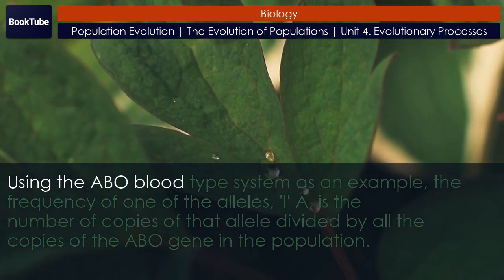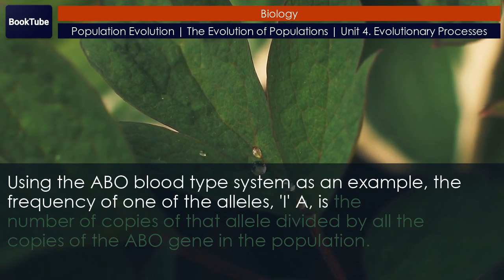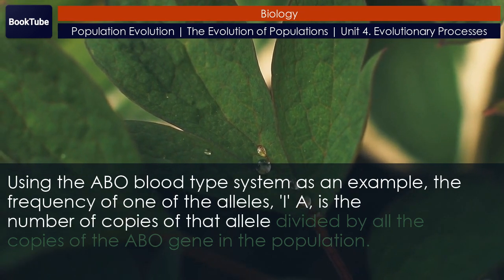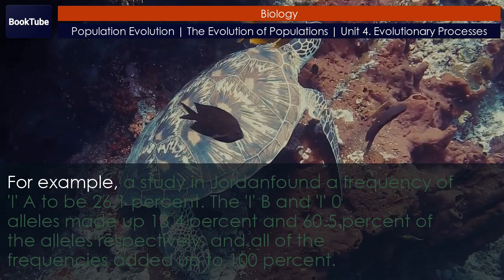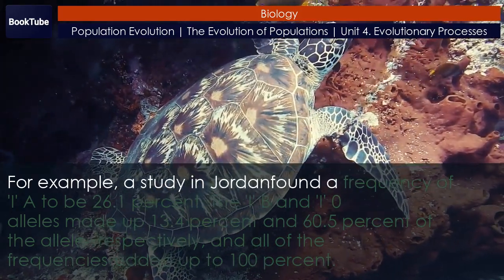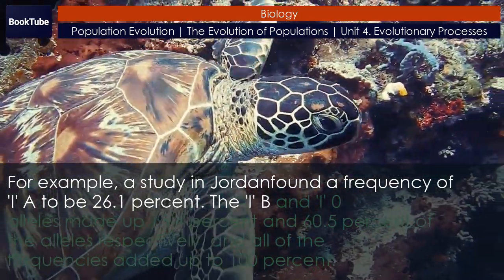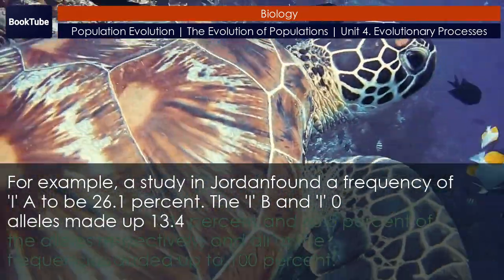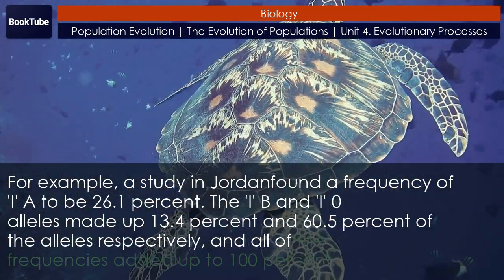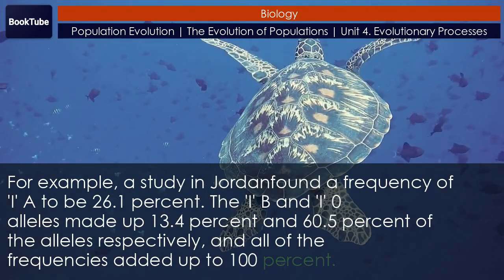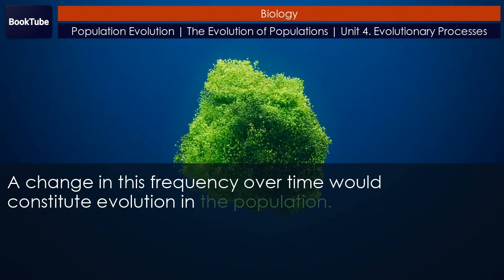Using the ABO blood type system as an example, the frequency of one of the alleles, IA, is the number of copies of that allele divided by all the copies of the ABO gene in the population. For example, a study in Jordan found a frequency of IA to be 26.1%. The IB and i alleles made up 13.4% and 60.5% of the alleles respectively. And all of the frequencies added up to 100%. A change in this frequency over time would constitute evolution in the population.